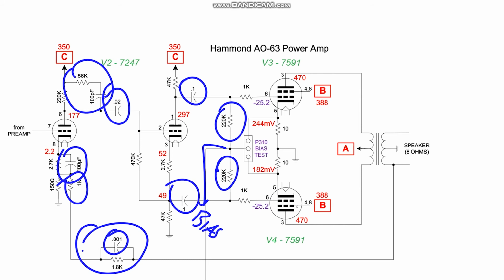Also worth mentioning that there are no screen resistors here. I've seen that on most 7591 amps, there are no individual screen resistors. For Fender amps, you would usually see a 470 ohm resistor coming out of the screens, but that's not here. Like I said, I've never seen those on 7591 amps, so if it works, it works. And then the rest of this is all pretty standard.